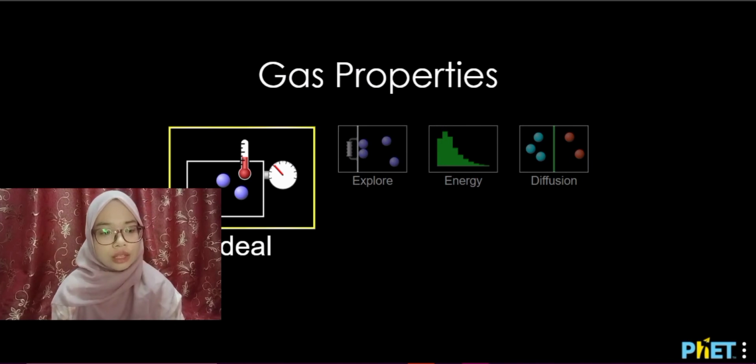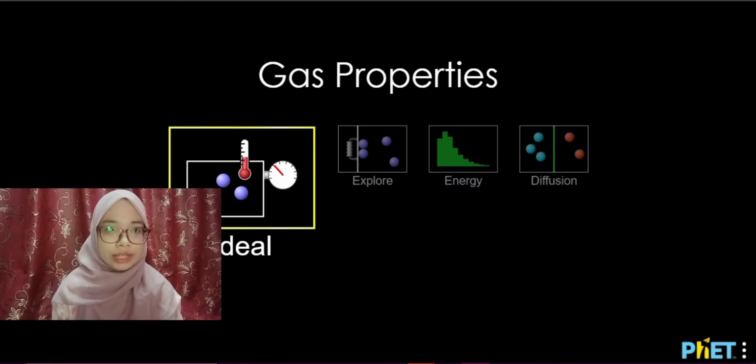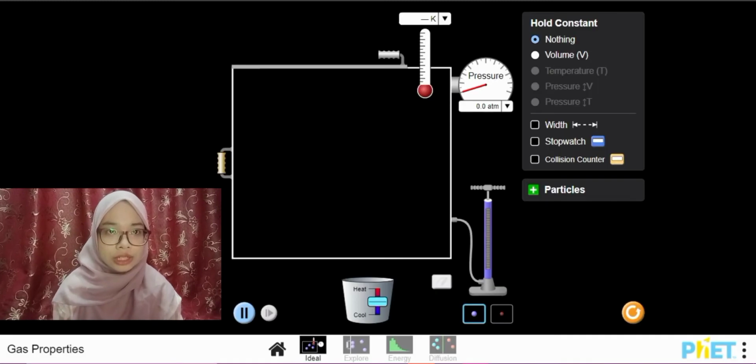The more right statement for Charles' law is when the pressure on a sample of a dry gas is held constant, the temperature in Kelvin and the volume will be in direct proportion.